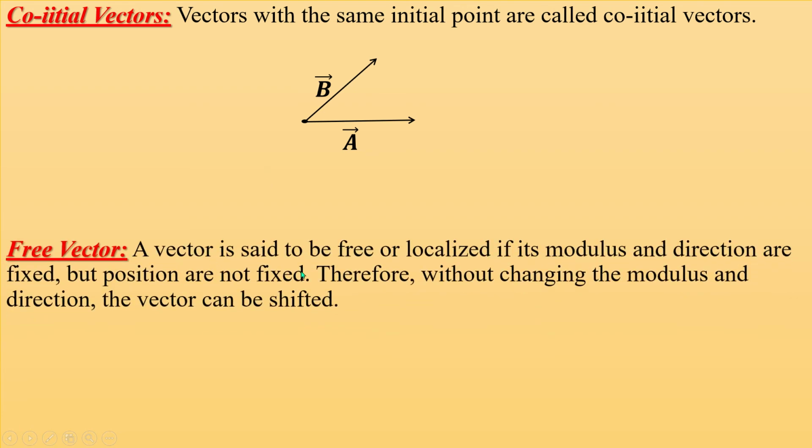Free vector: a vector is said to be free or localized if its modulus and direction are fixed, but its position is not fixed. Therefore, without changing the modulus and direction, the vector can be shifted. That means we can shift the vector A with the same direction, from here to this side or this side. Similarly for B.